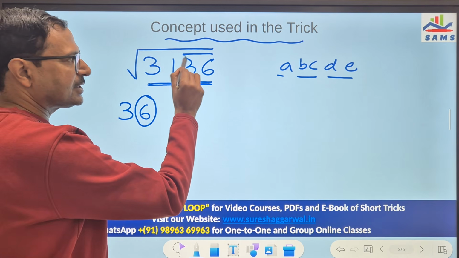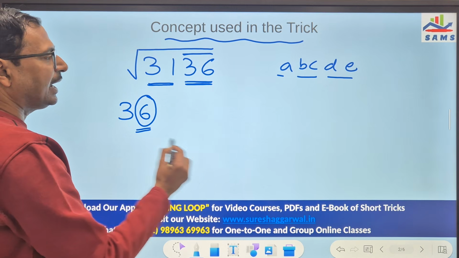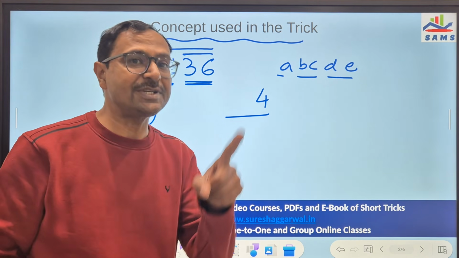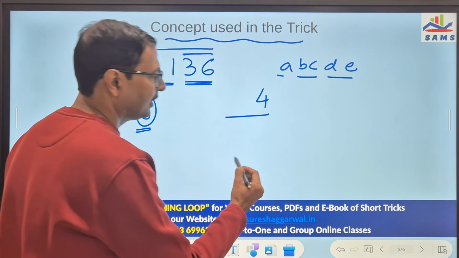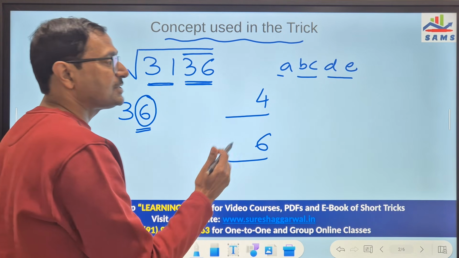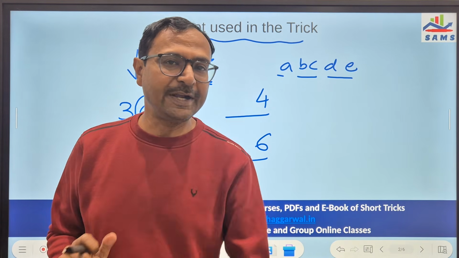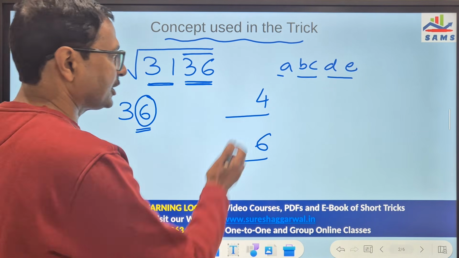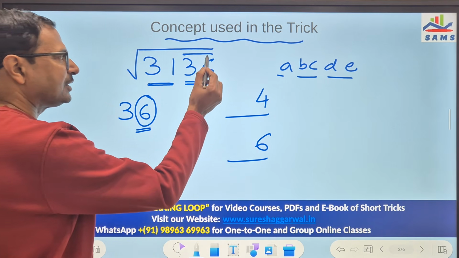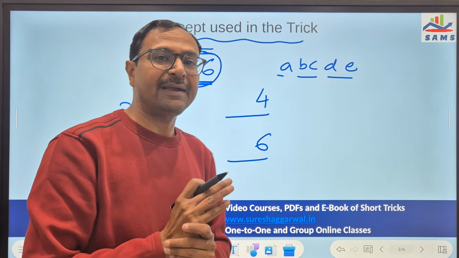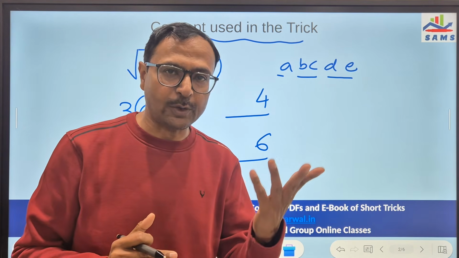So the answer for this square root will end in either 4 or 6. Why? Because 4 square is 16, which ends in 6, and 6 square is 36, which ends in 6. So there will always be two possibilities for the unit digit. This last pair 36 has only this role, giving you the unit digit of the square root.